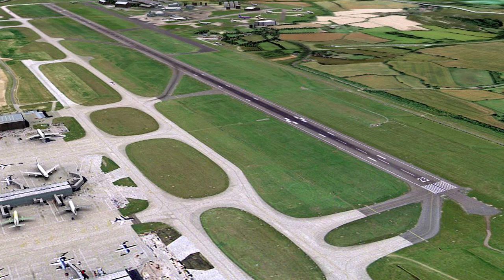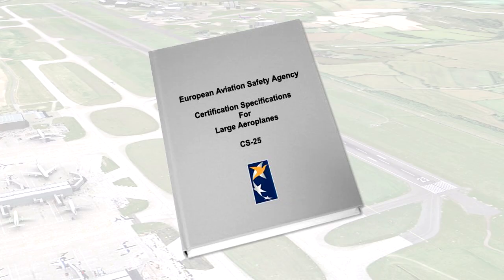Having discussed the takeoff V-speeds, we will now look at how the field length requirements, in other words the takeoff distance, the takeoff run, and the accelerate stop distance are calculated. The requirements for calculating the takeoff distance, takeoff run, and accelerate stop distance are in the certification document CS25.